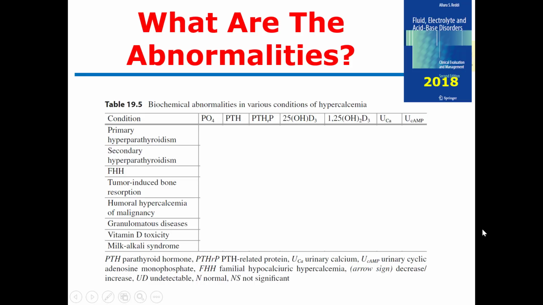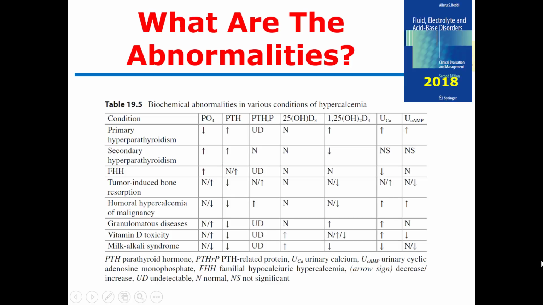This is an exercise for all of you. Please stop the video here. We have different conditions that can lead to hypercalcemia, and these are the biochemical testing. I want you to refer to whether each is increasing, decreasing, unchanged, undetectable, normal, or no significant changes, for all these biochemical parameters. Please stop the video here and put your answer. This is the answer to the question.